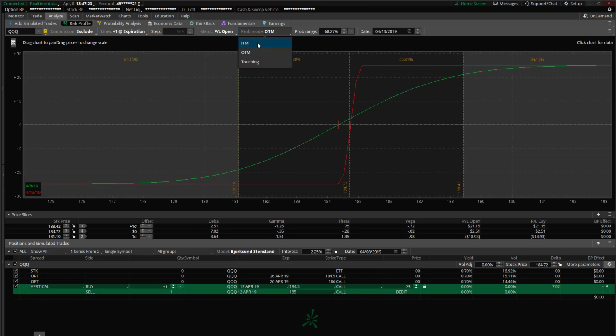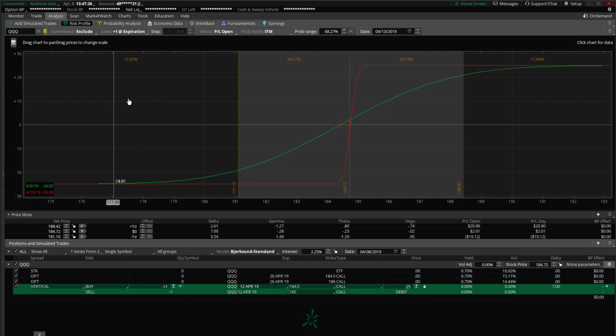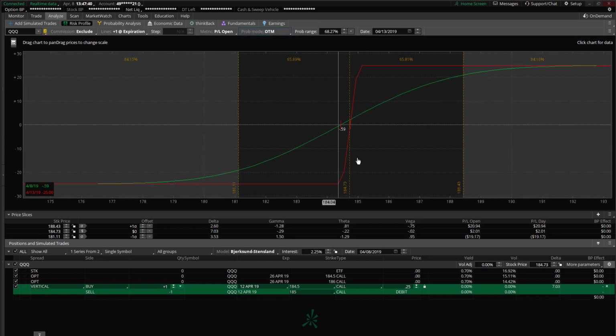So our probability of being in the money, what's our probability that this would be in the money? 15% chance. What's our probability of this being in the money? 34% chance. And 34% chance and 15% chance. Out of the money uses a different probability. So it not only changes the color of what our deviation move is, what's the chances that this area would be out of the money, that the Qs would move all the way down here beyond our expected move? 84% chance. 65% chance.